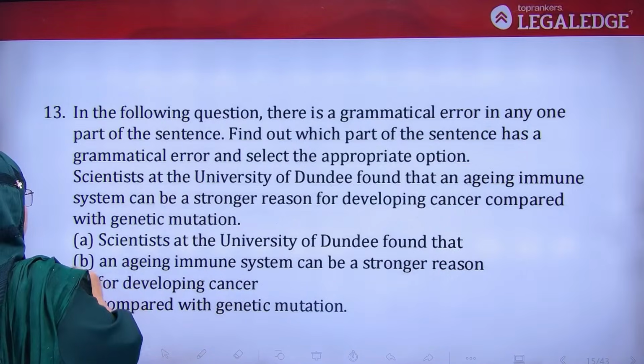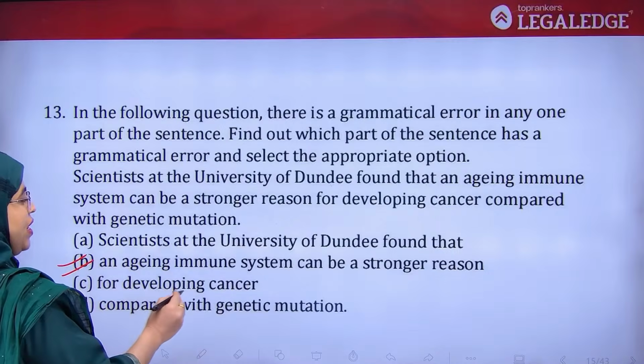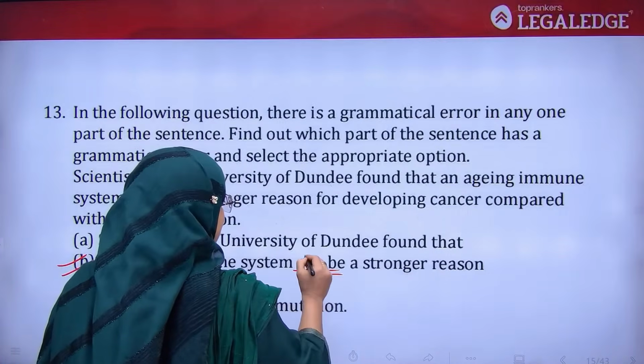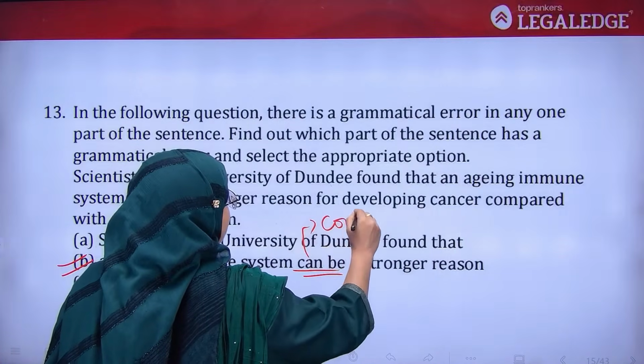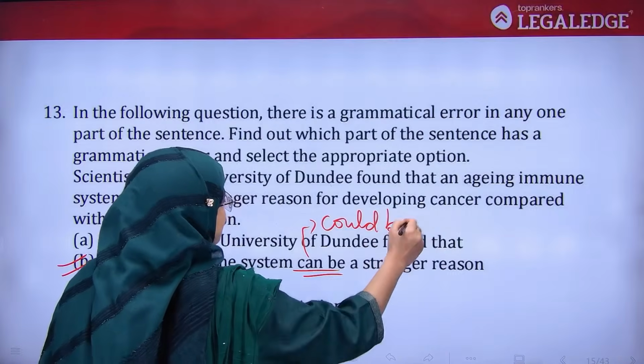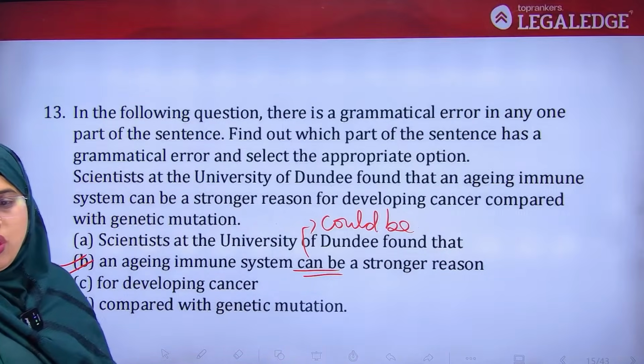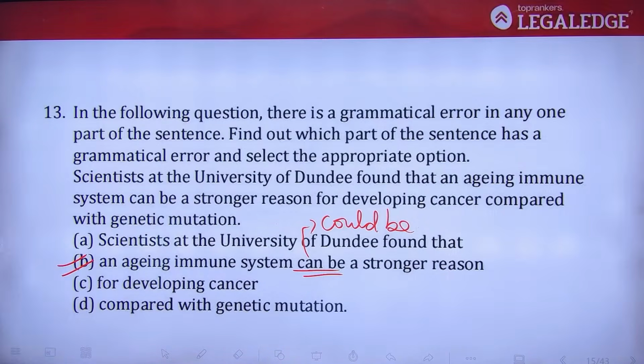Alright. So here the erroneous part is B. Instead of can be, it should rather be could be. Because that's just the finding. Alright. So scientists at the University of Dundee found that an aging immune system could be a stronger reason for developing cancer compared with genetic mutation.